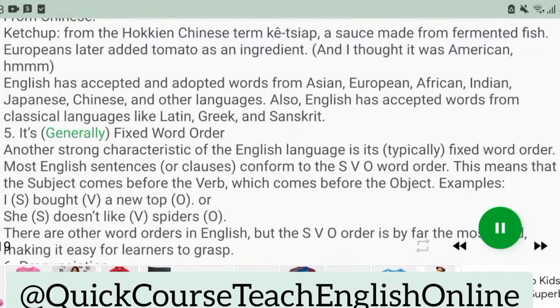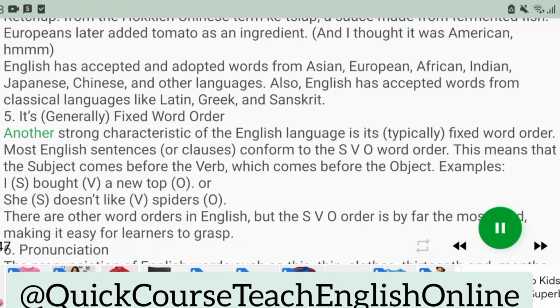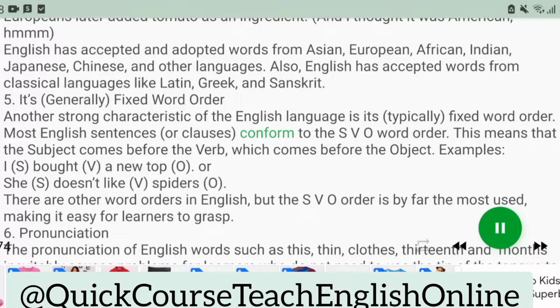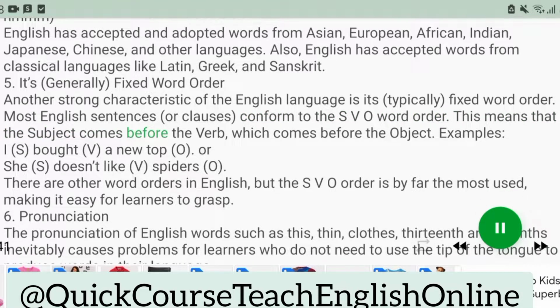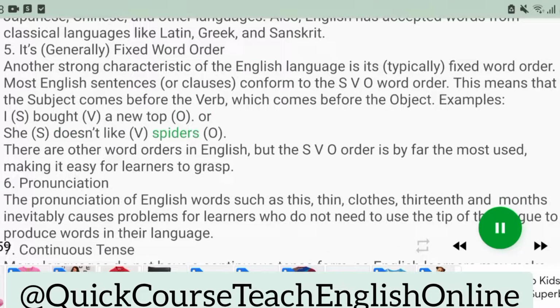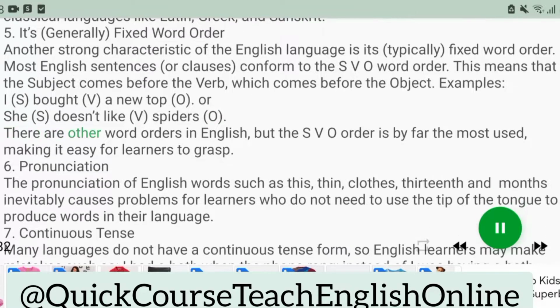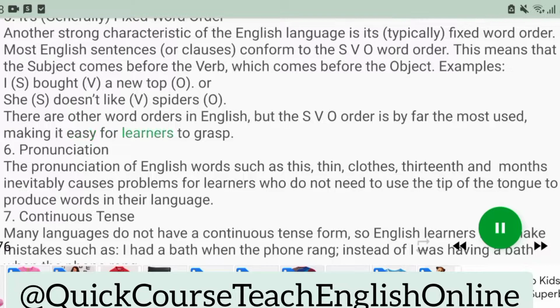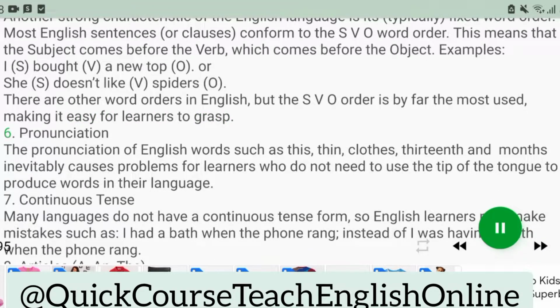5. It's generally fixed word order. Another strong characteristic of the English language is its typically fixed word order. Most English sentences or clauses conform to the SVO word order. This means that the subject comes before the verb, which comes before the object. Examples: I (S) bought (V) a new top (O). Or, she (S) doesn't like (V) spiders (O). There are other word orders in English, but the SVO order is by far the most used, making it easy for learners to grasp.